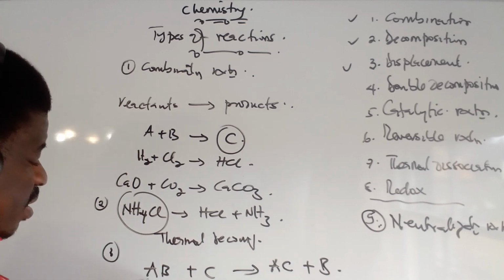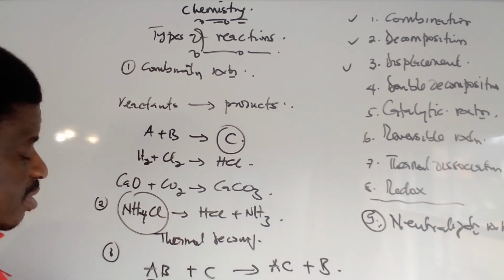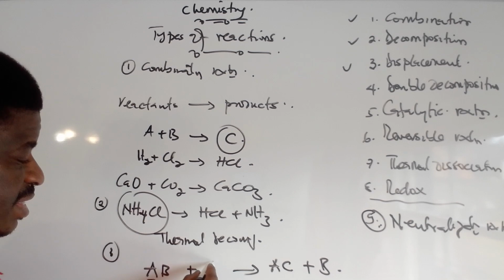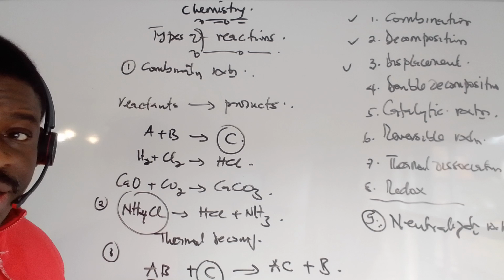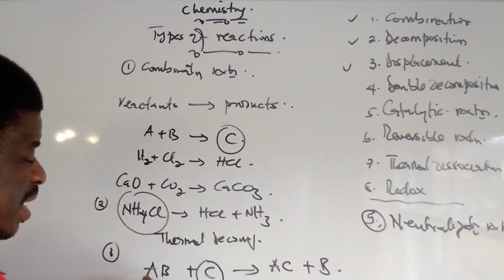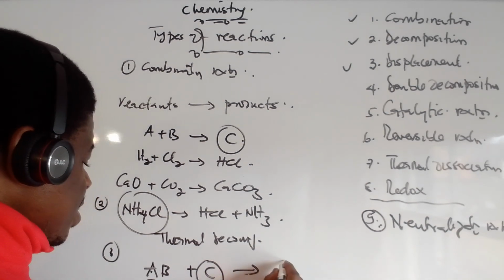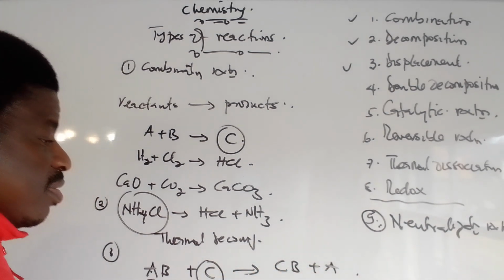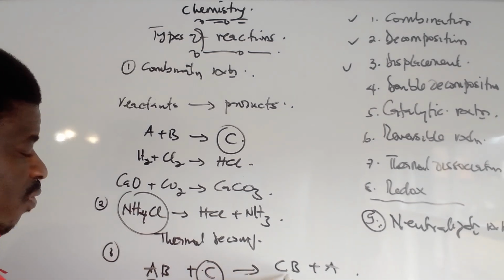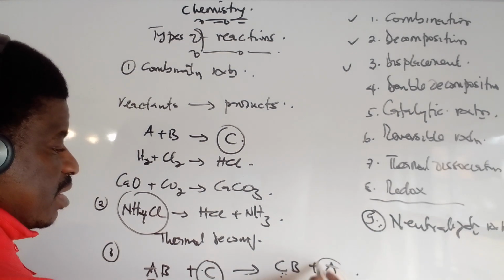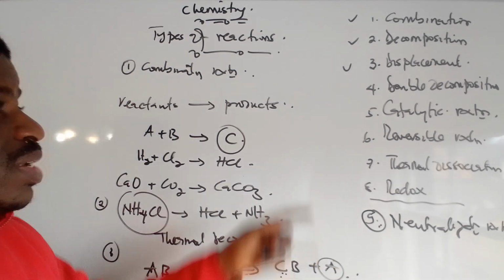Now what is happening here between A and C? C is more electropositive. I'm just giving an example. It displaces A, and sorry, what it will give you is CB plus A. Sorry for that. You see, this C displaces A to form CB, and A is displaced out. So that is displacement reaction.